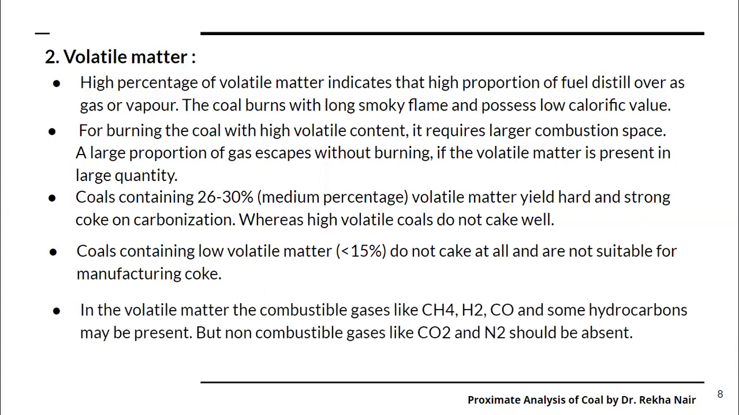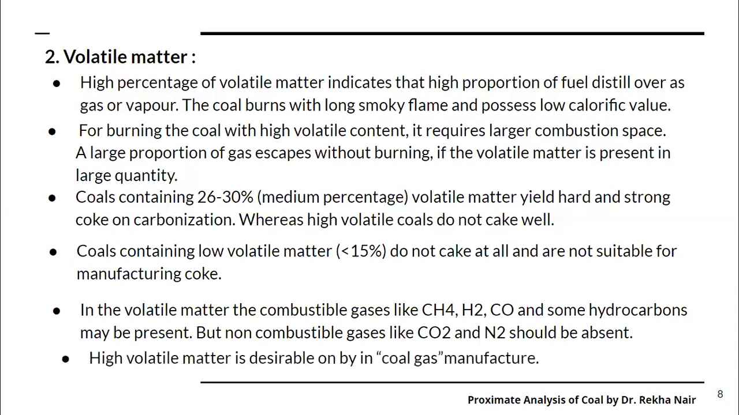In the volatile matter, we have combustible gases like CH4, H2, CO, and even some hydrocarbons that may be present, but non-combustible gases like carbon dioxide and N2 contribute nothing to the calorific value. These non-combustible gases should be absent. Only combustible gases should be present in the volatile matter. High volatile matter is anyway desirable in the coal gas manufacturing process.